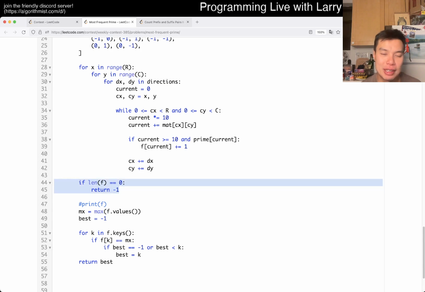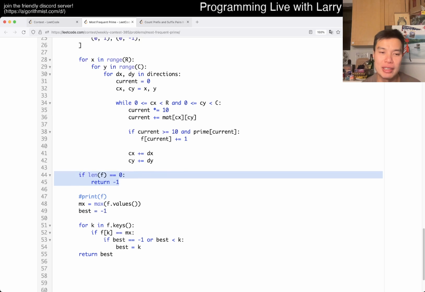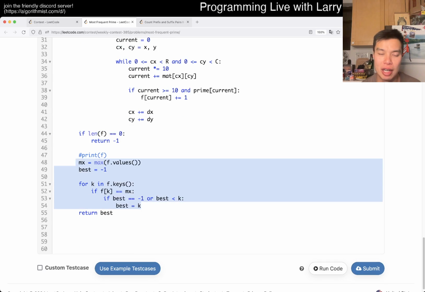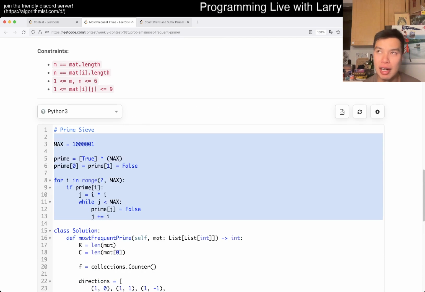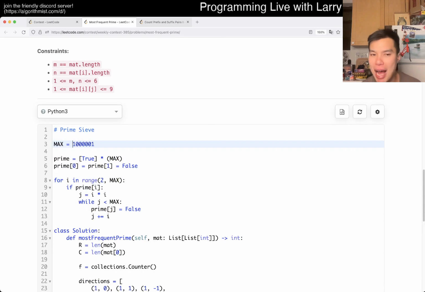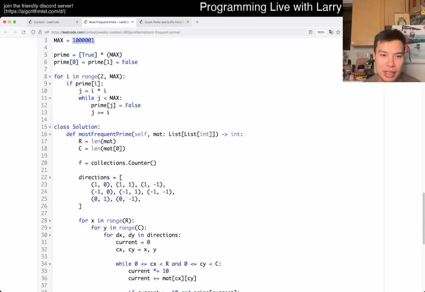But yeah, for this one, if nothing shows up, then we return -1. Otherwise, we get the max value, and we tie break by choosing the highest key, and that's pretty much it. So prime sieve, this is actually max log max for a million. So that's basically the thing.